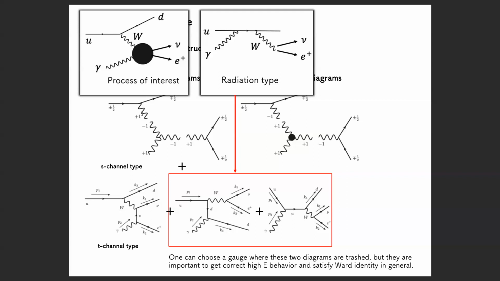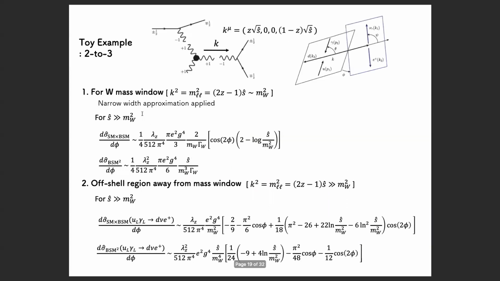So eventually the main contribution here comes from the interference between the t-channel-like diagram and this BSM. In that sense, it's the same as the 2-4. Okay, so this is a result. This is the leading contribution of this process. But another complication is that in this 2-3 process, this W can be either onshell or offshell. So depending on that, the process is very different.